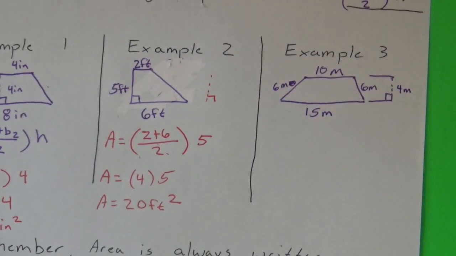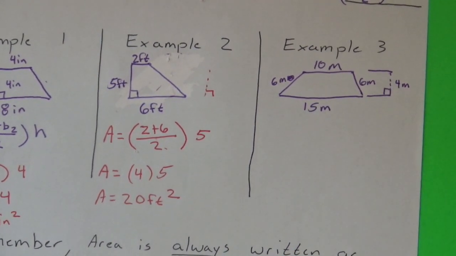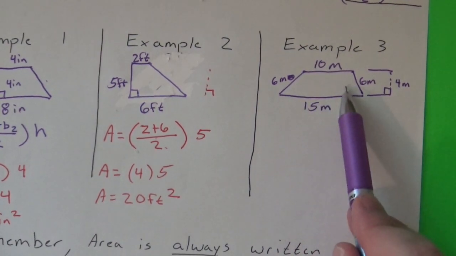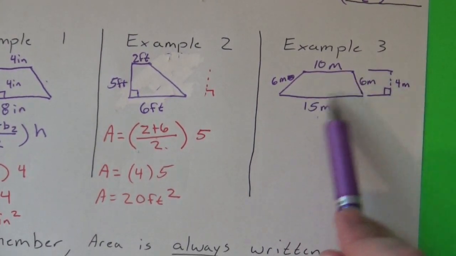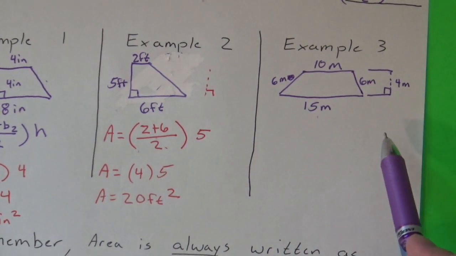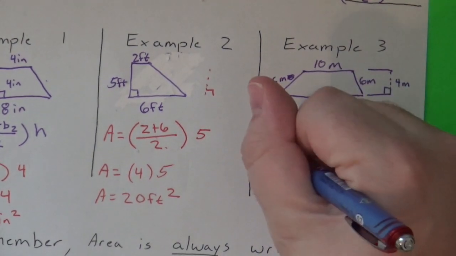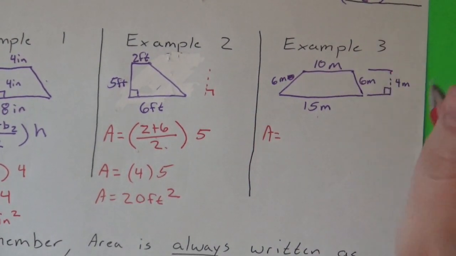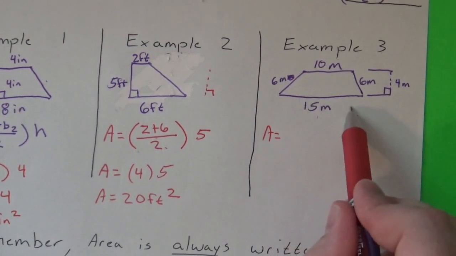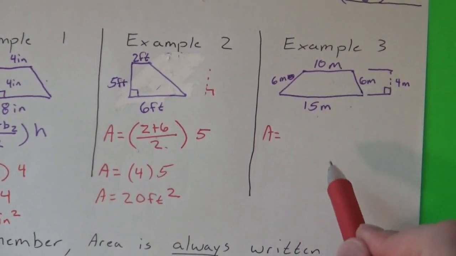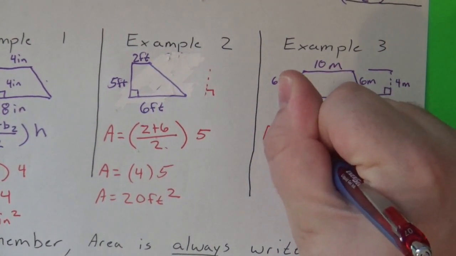All right, so in this problem, I'm giving you a bunch of information here. But the problem remains the same. I have my trapezoid, a four-sided shape. I know this is 10, this is 15, and these two are 6s. But I also have some information out here to the side. So let's go through it again. Same equation. Area is equal to base 1 plus base 2 over 2. What are my two bases? They are the sides that are parallel. The top and the bottom are parallel. So it's going to be 10 plus 15 divided by 2.